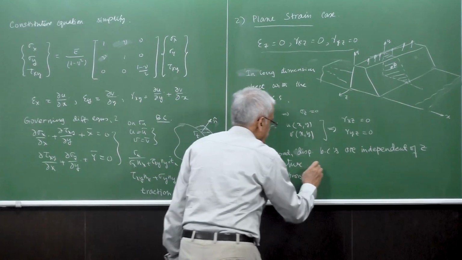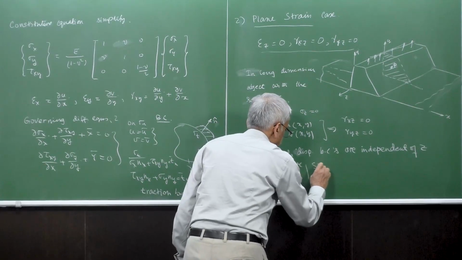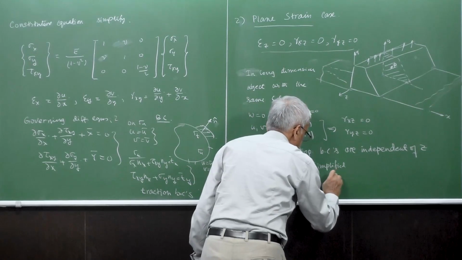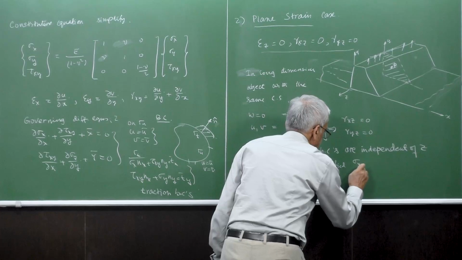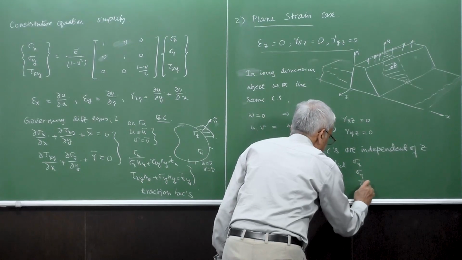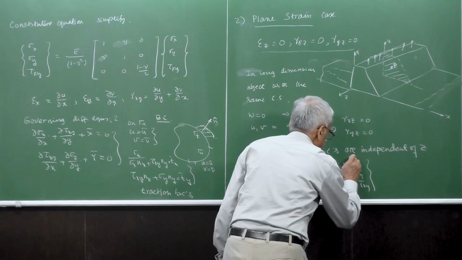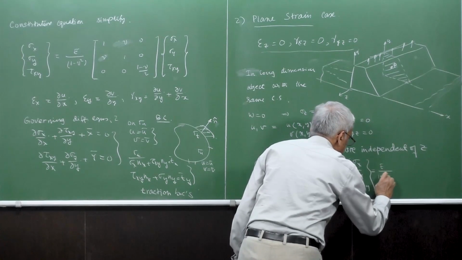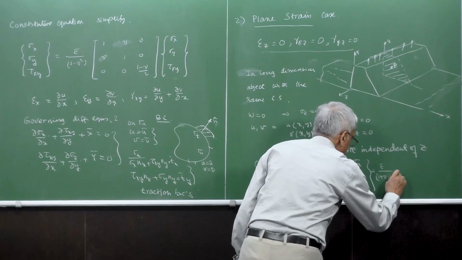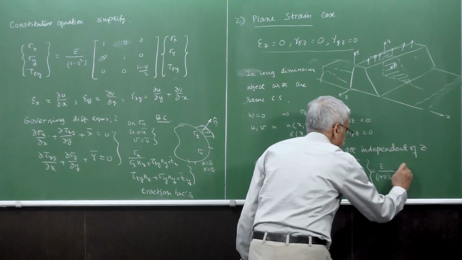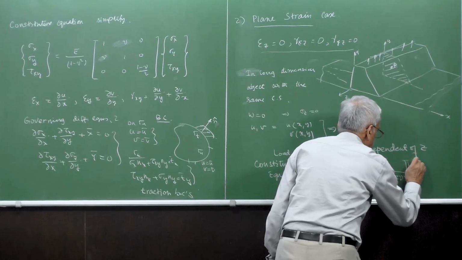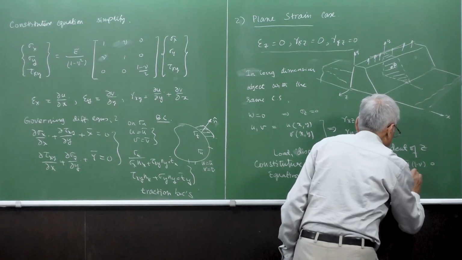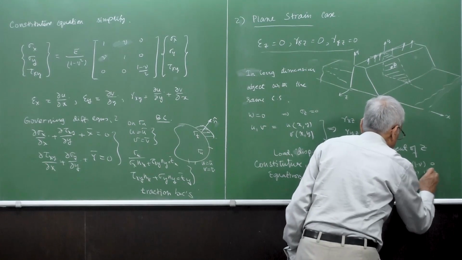they get simplified as sigma x, sigma y, and tau xy is E by (1 plus nu)(1 minus 2 nu) times the matrix with rows 1 minus nu, nu, 0; nu, 1 minus nu, 0; and so on.